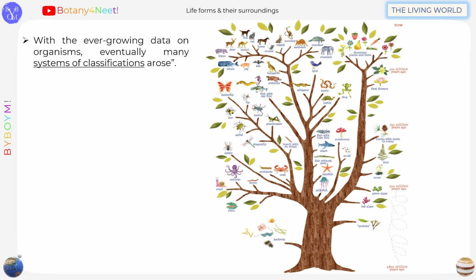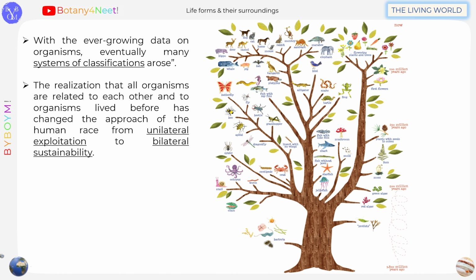With the ever-growing data on organisms, eventually many systems of classification arose. As we have studied and technology has evolved, we have discovered so many types of organisms that we need some method to classify them. The realization that all organisms are related to each other and to organisms that have lived before has changed the approach of the human race.